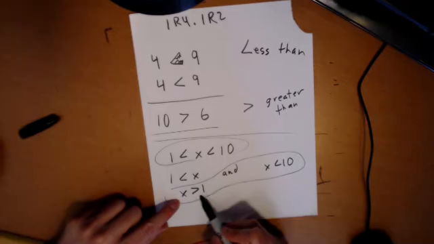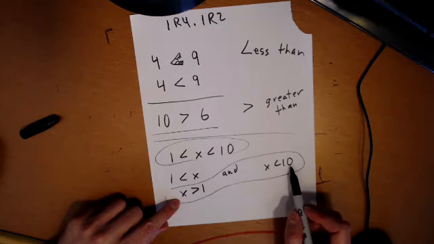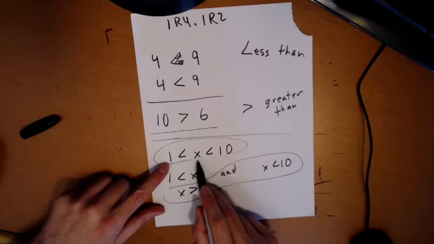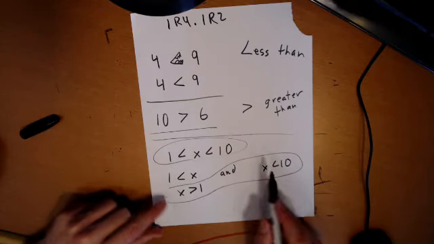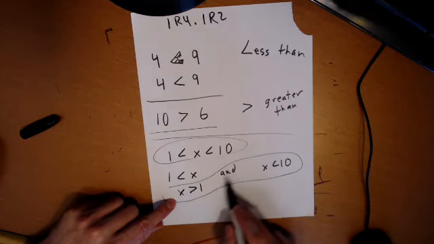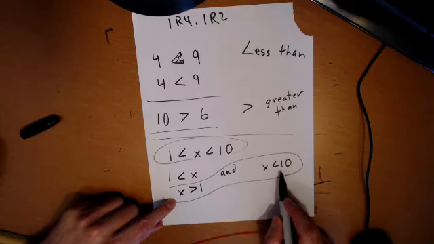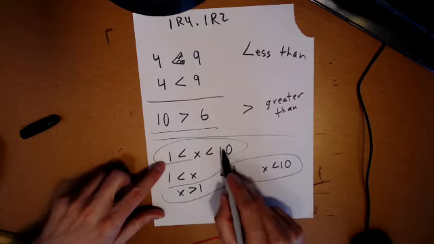x is greater than 1, and x is less than 10. So when someone says pick a number between 1 and 10, not 1 or 10, they could say pick a number such that it's more than 1 and it's less than 10. Oh, so you mean between? Yeah. See? Much more succinct.